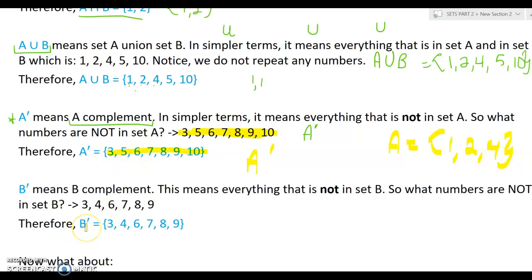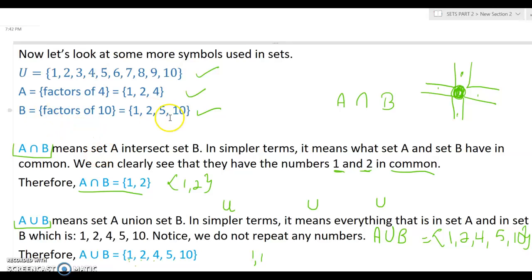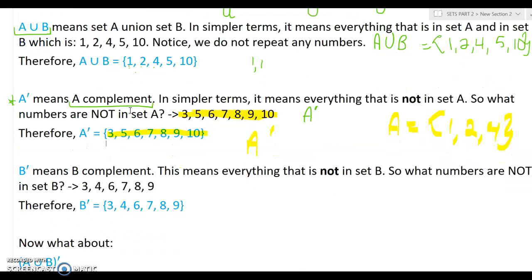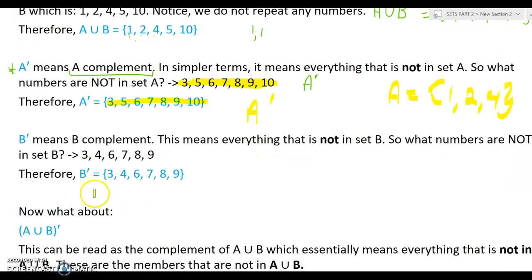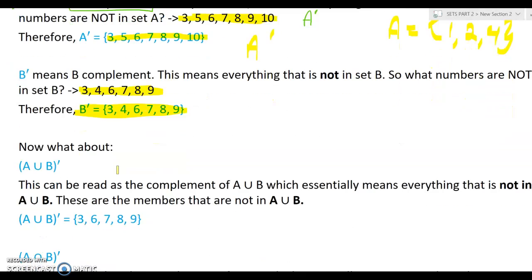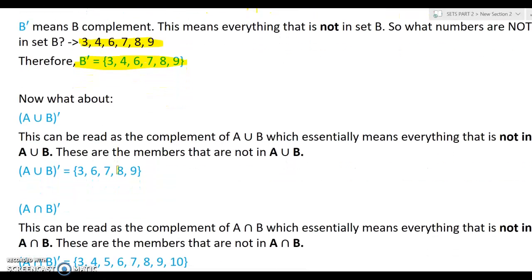Likewise for set B. If we look back, set B was 1, 2, 5, and 10. So B complement will be all the numbers that are not in set B, which are 3, 4, 6, 7, 8, and 9. Right? So A complement, B complement, or just generally the complement of a set, are the numbers that are not in the set. So let's look at 2 or 3 more here.